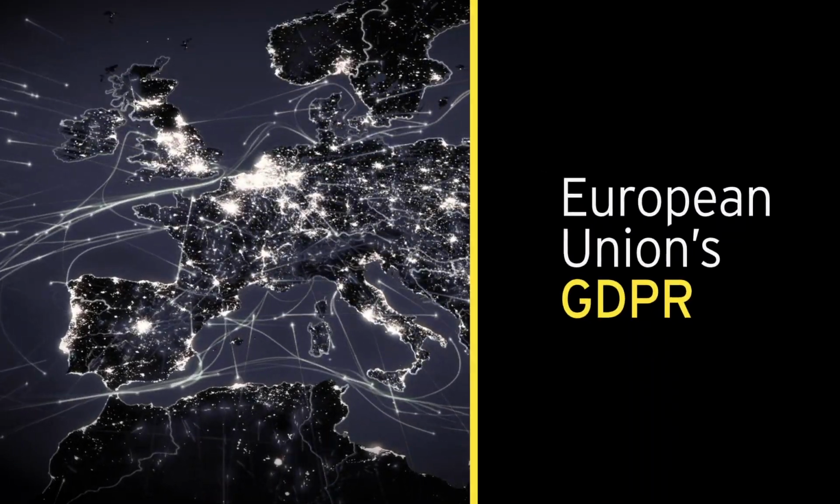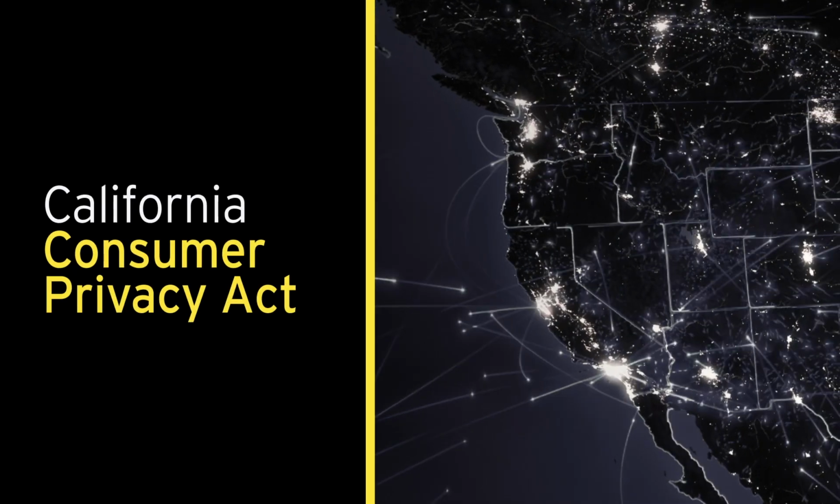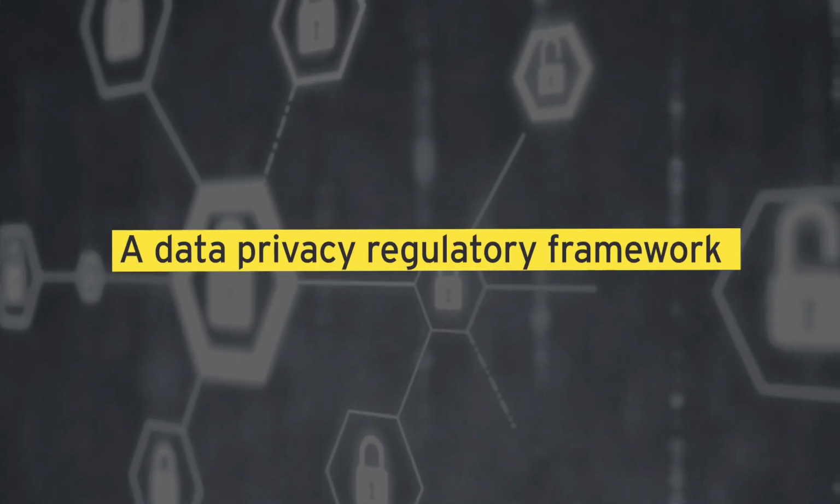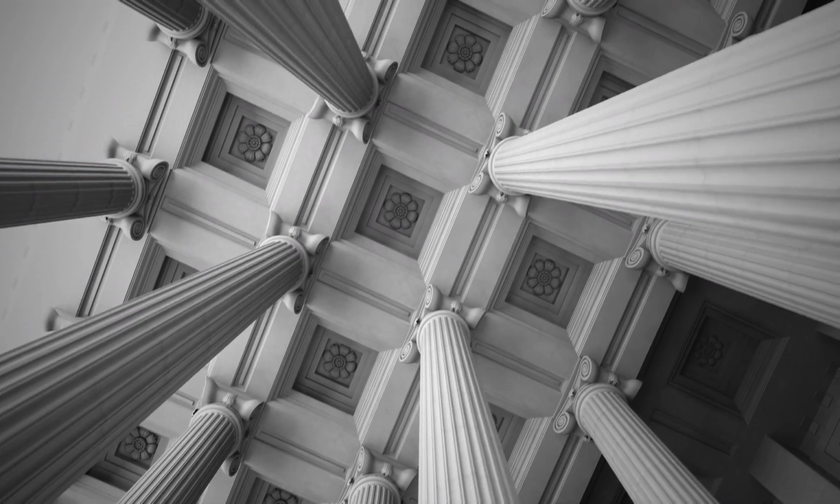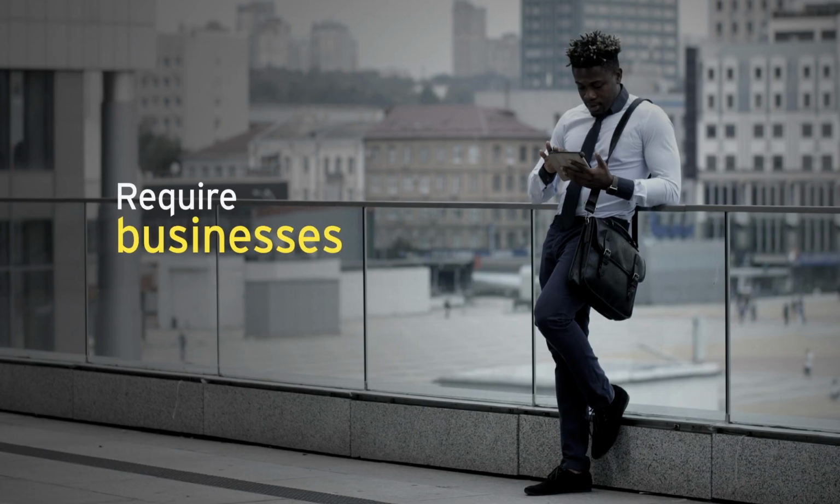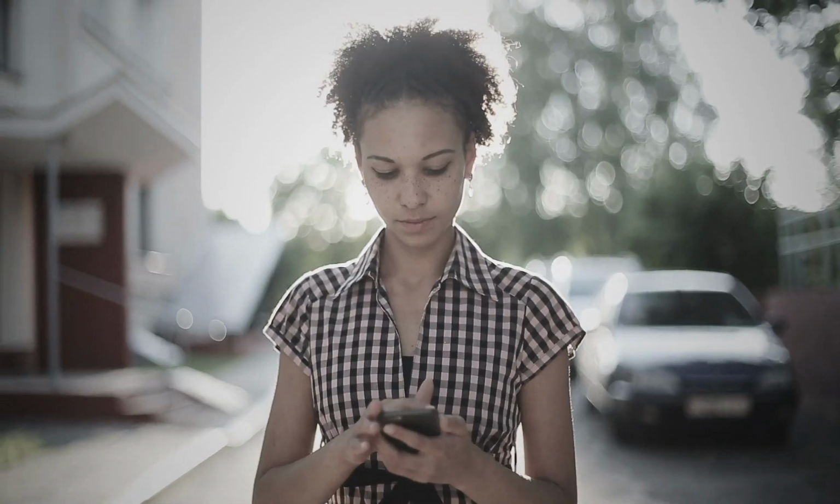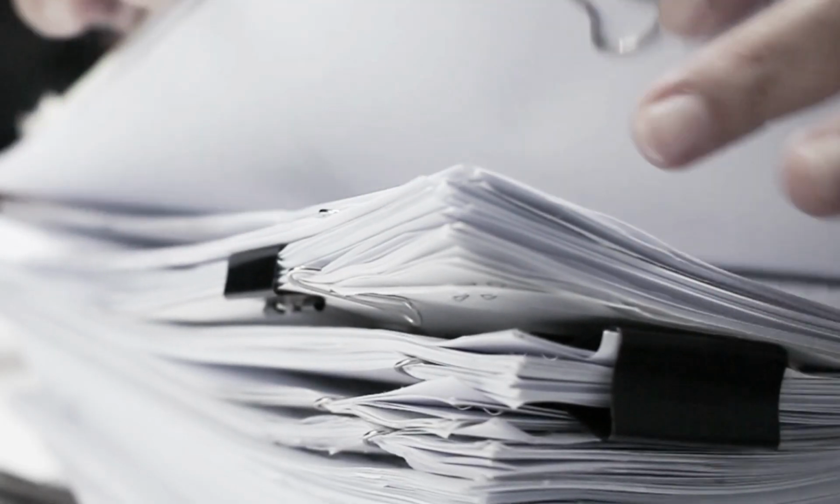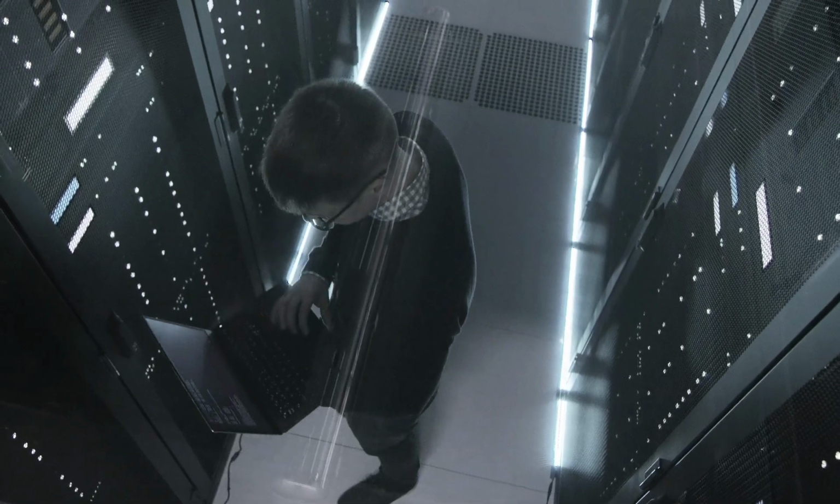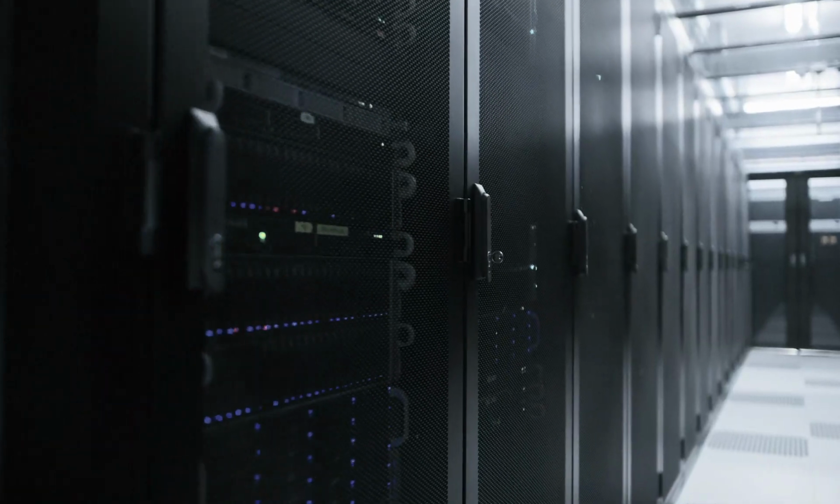Regulations such as the European Union's General Data Protection Regulation and the California Consumer Privacy Act within the United States have helped formalize a data privacy regulatory framework. Several U.S. states are currently drafting legislation that would require businesses to provide consumers with transparency into and control of their personal data. The volume of compliance requirements and the complex processes and data stores typically involved can make operationalizing data privacy measures difficult and labor-intensive.